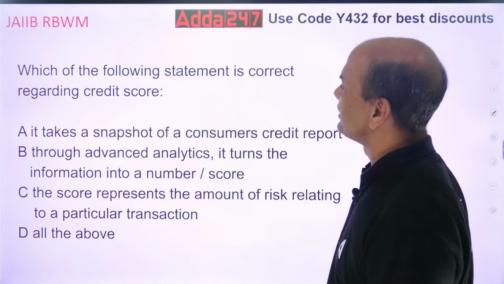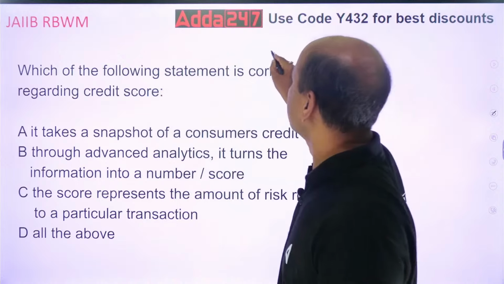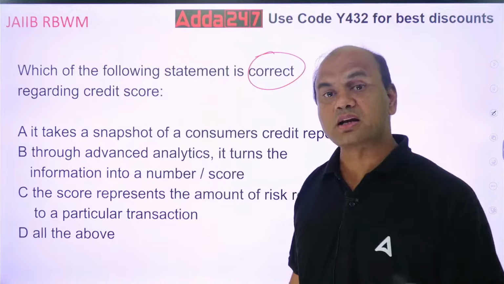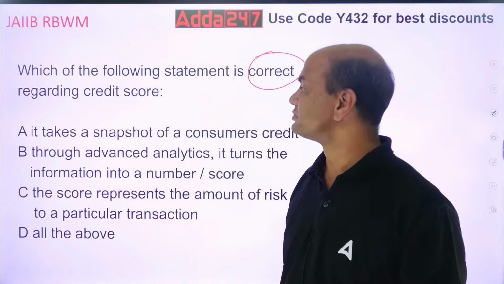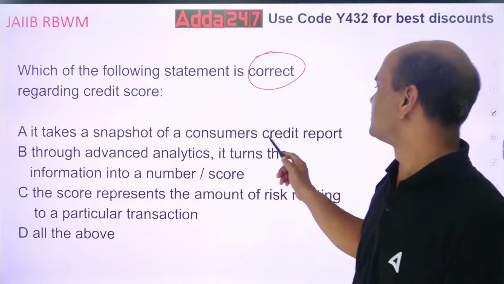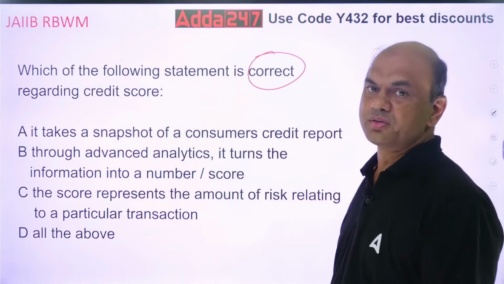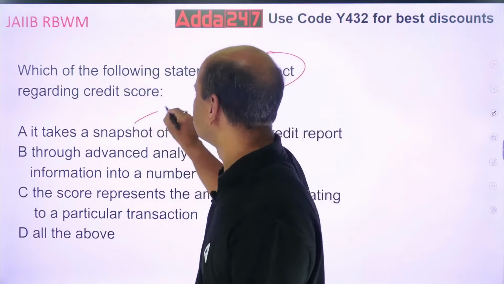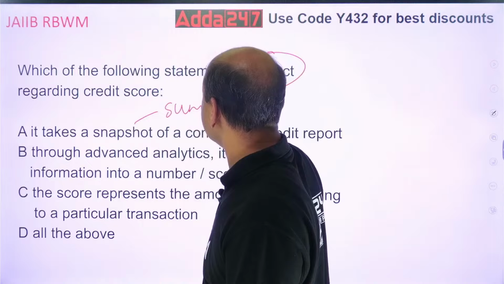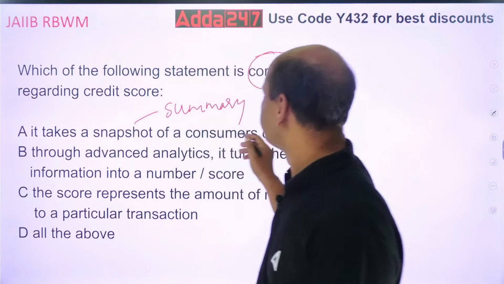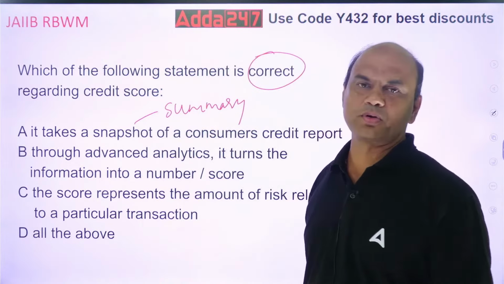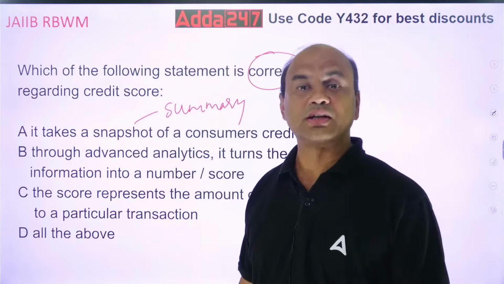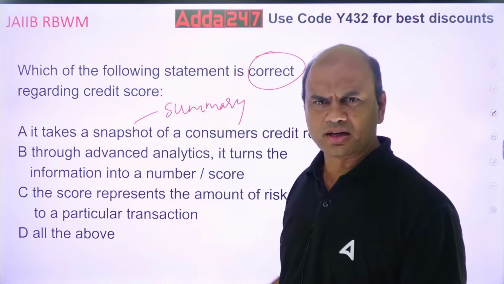Which of the following statements is correct regarding credit score? Correct. See this. The question is: which of the following statements is correct regarding the credit score? It takes a snapshot of the consumer's credit report. So it gives you the brief idea. Snapshot means summary, a summary of the customer's credit report. How many loans the customer has taken? What is the status of the loans? That is known as a summary.